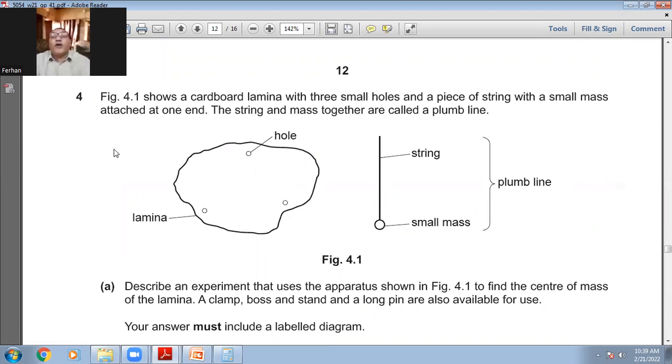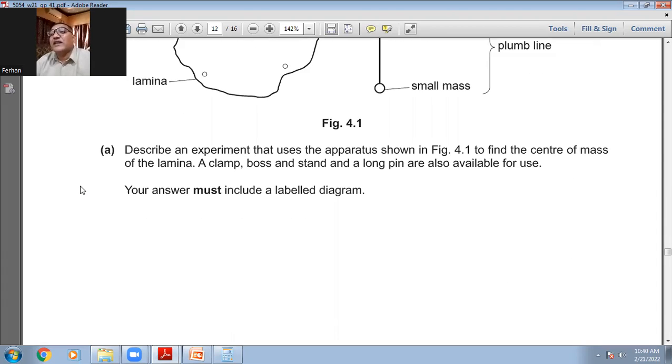He says figure 4.1 shows a cardboard lamina with 3 small holes and a piece of string with a small mass attached at one end. The string and mass together are called a plumb line. Describe an experiment that uses the apparatus shown in figure 4.1 to find the center of mass of the lamina. And he says, a clamp, boss, and stand, and a long pin are also available for use. Your answer must include a labeled diagram.